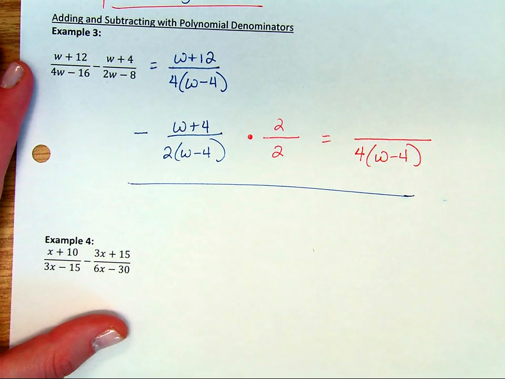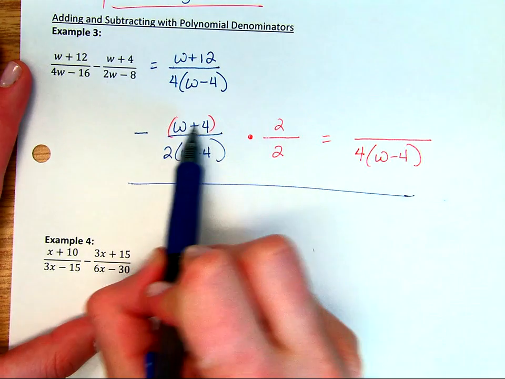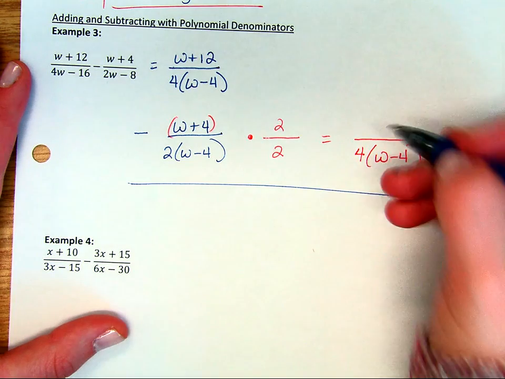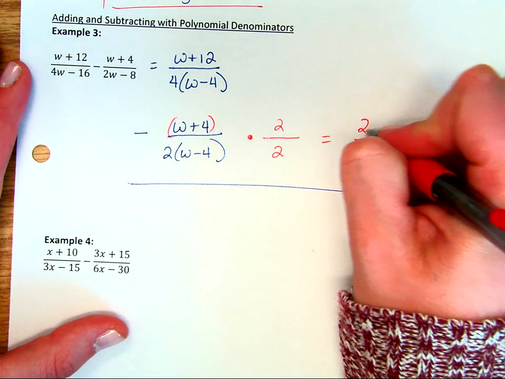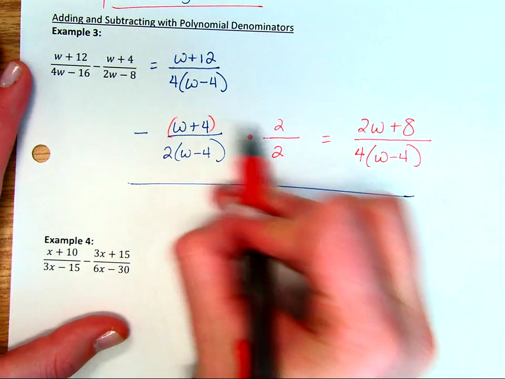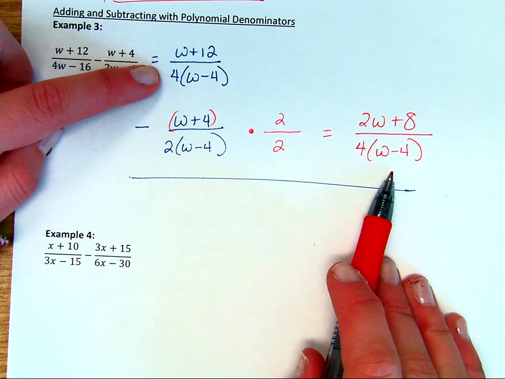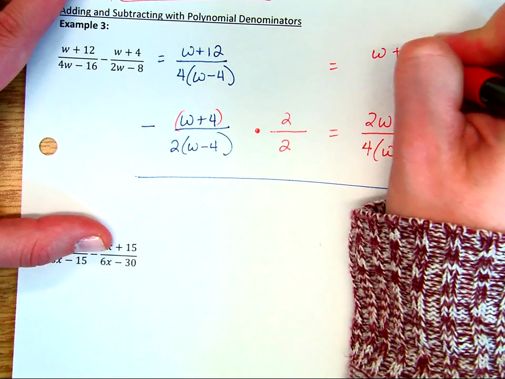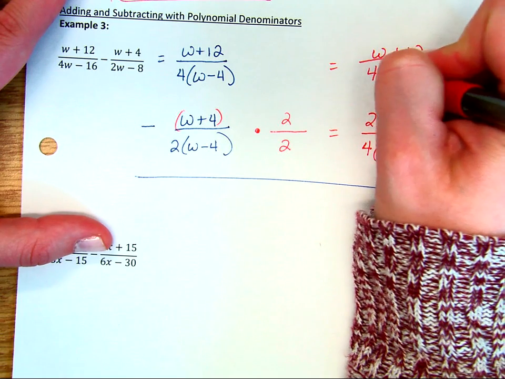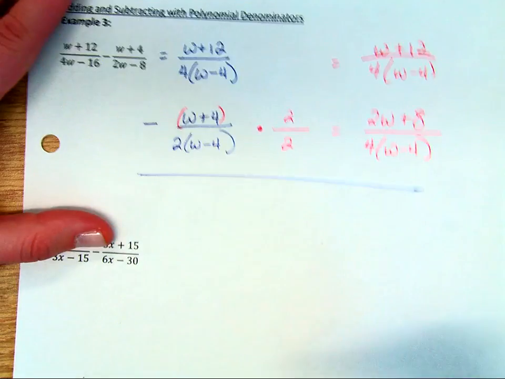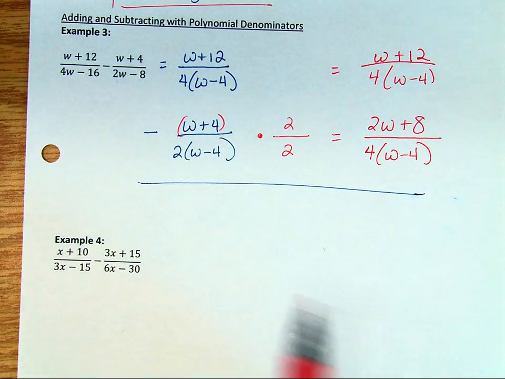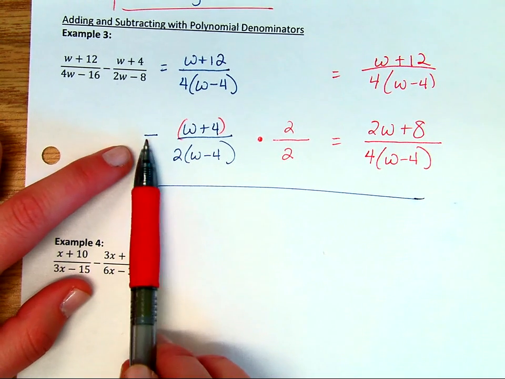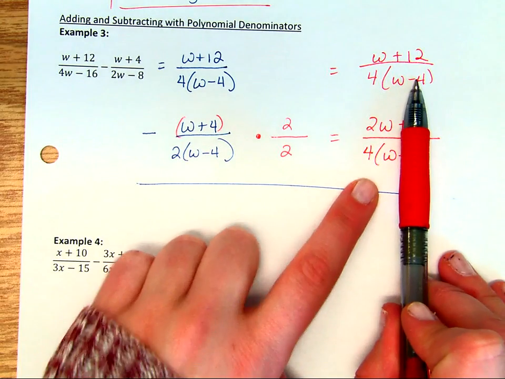And then it's important to distribute this 2, because I want to multiply w plus 4, all of that by 2. So I'm going to distribute the 2. It's going to be 2w plus 8. Distribute. Now my denominators are the same, so I can subtract. I'm going to go ahead and just rewrite this as it is, because I like to see it written vertically like this. The important part is, though, not to add. We are subtracting. My denominators are the same, so I'm good to go, but I'm subtracting.